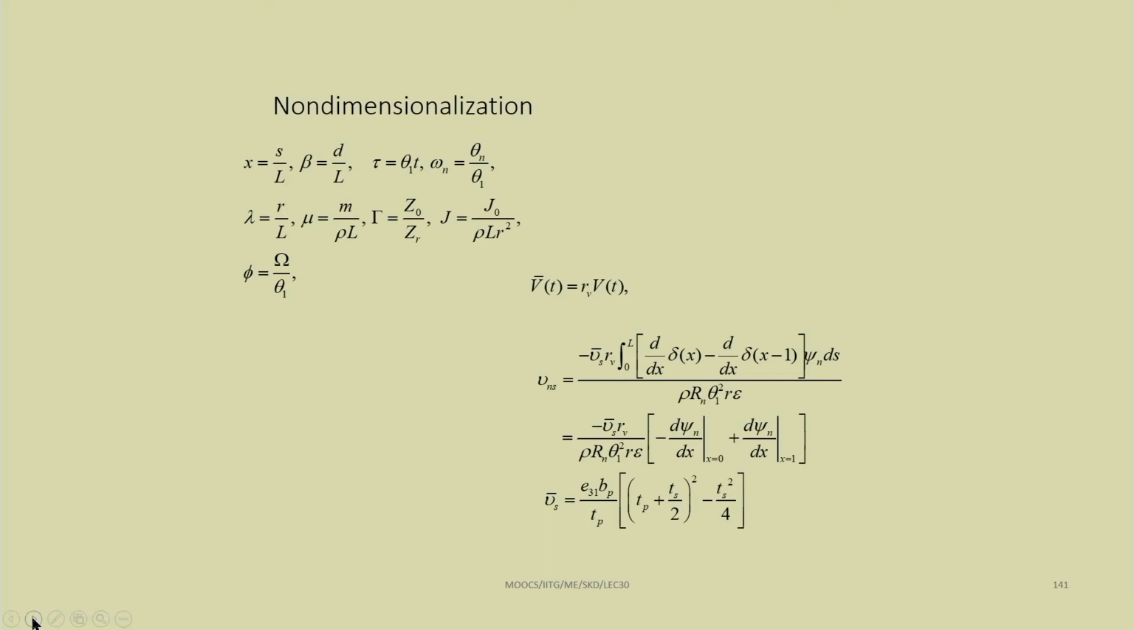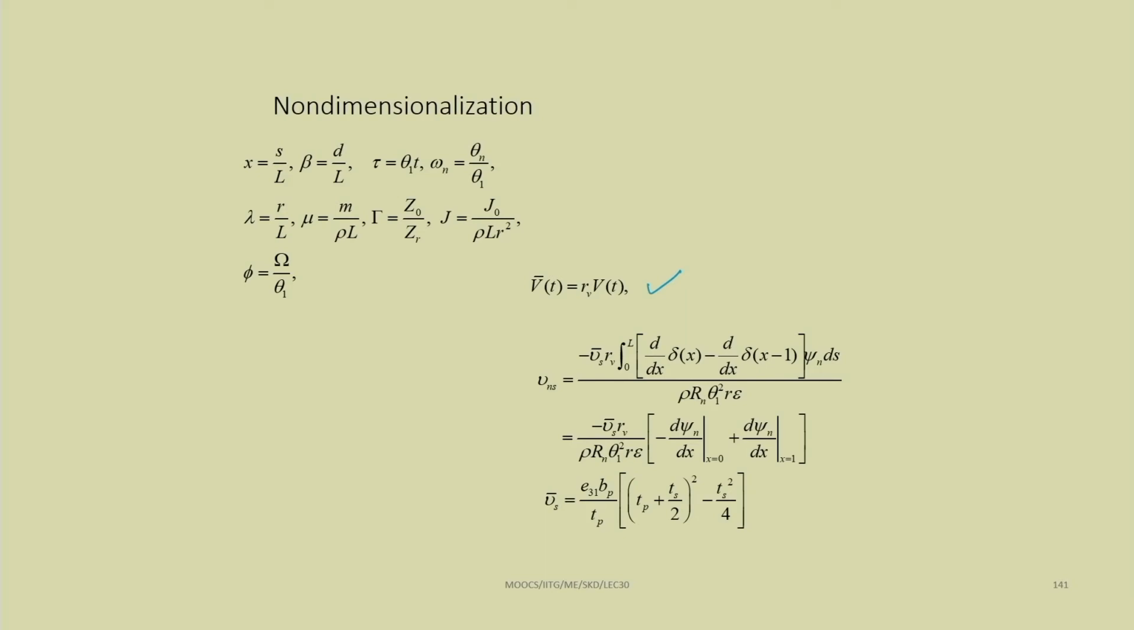So, this way, by using different non-dimensional parameters, one can use a multi-mode approximation or a single-mode approximation for the displacement. Similarly, for voltage we can write V(t) equal to Rv into V bar(t). So, we have used these non-dimensional terms.